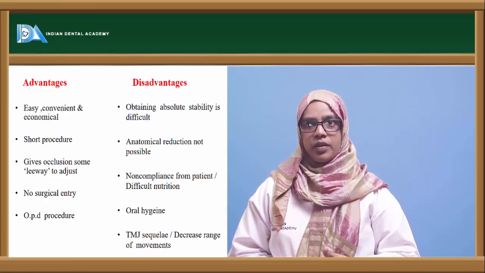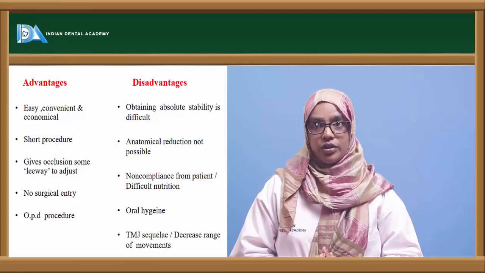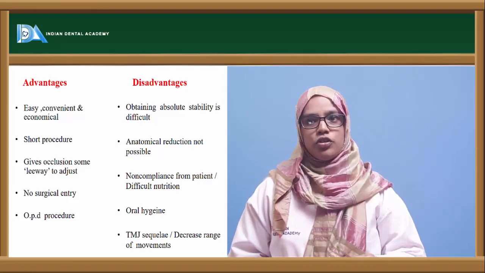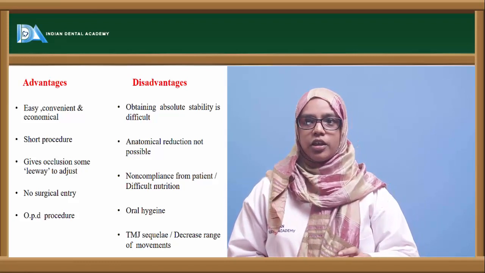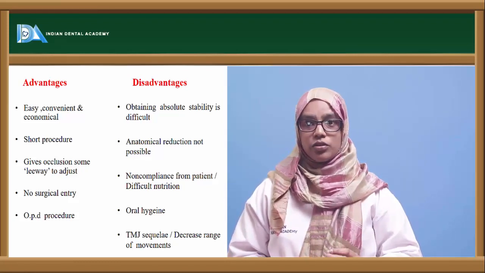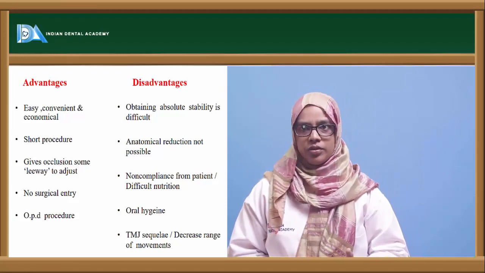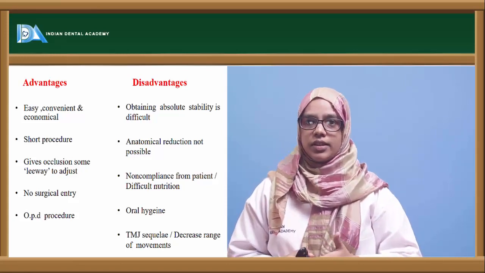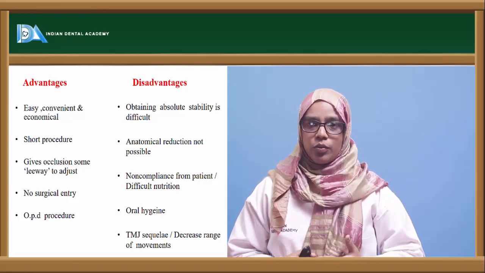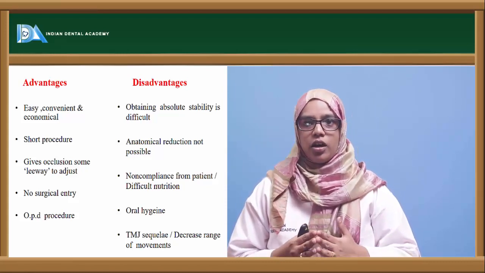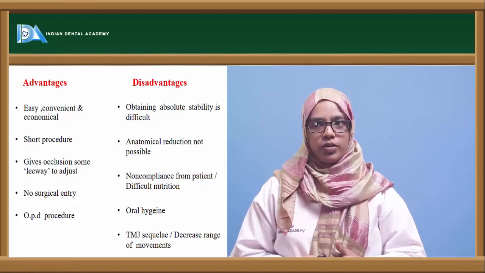Patients who have eating and GIT disorders, in these cases, close reduction with IMF or arch bar should be avoided. Now the advantage of close reduction is that it is an easy, convenient and economical procedure. Short procedure. It gives the occlusion some leeway space to adjust the discrepancy. No surgery is required. It's an OPD procedure. But the disadvantage is that absolute anatomical reduction is not possible. Absolute stability is not possible.